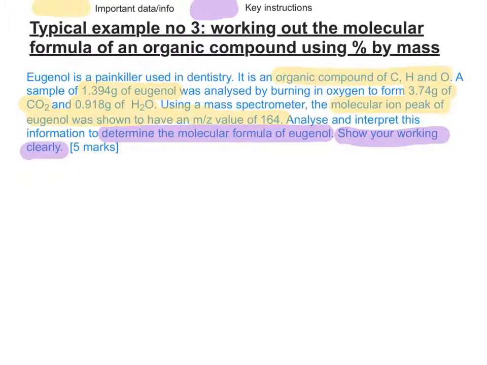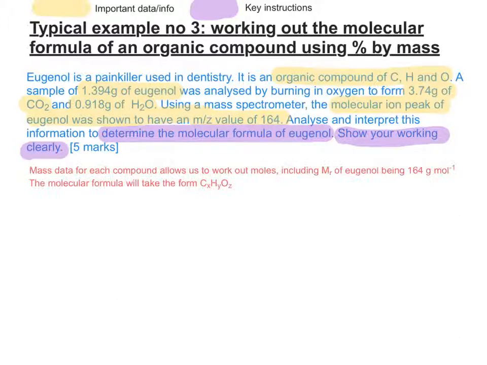So did you get the same as me? So let's now have a think about what each of these things means. Okay, so this gives us a little pathway to start along. We know that the mass data will allow us to work out moles. We know that the MR of eugenol is 164 grams per mole.